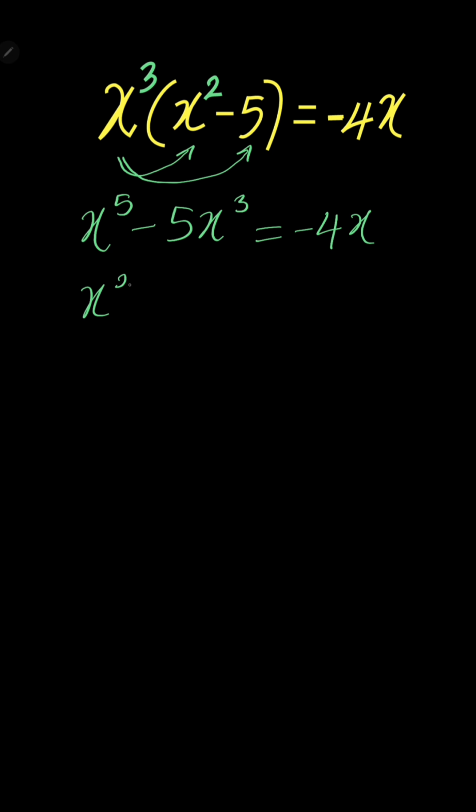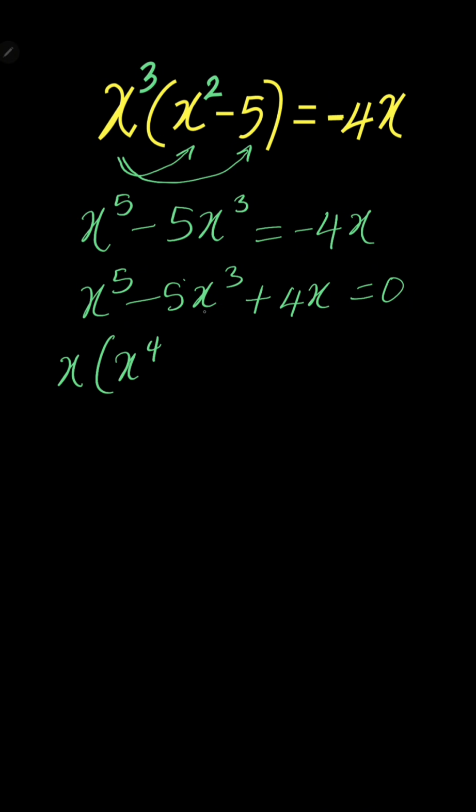I can decide to bring the minus 4x to the right hand side, then it will turn to plus 4x. Everything is equal to 0. Now x is common in all the terms, so I can factor out x. If I factor out x, I will have x power 5 divided by x is x power 4, minus 5x power 3 divided by x is minus 5x squared, and 4x divided by x will give us just 4. Everything is equal to 0.